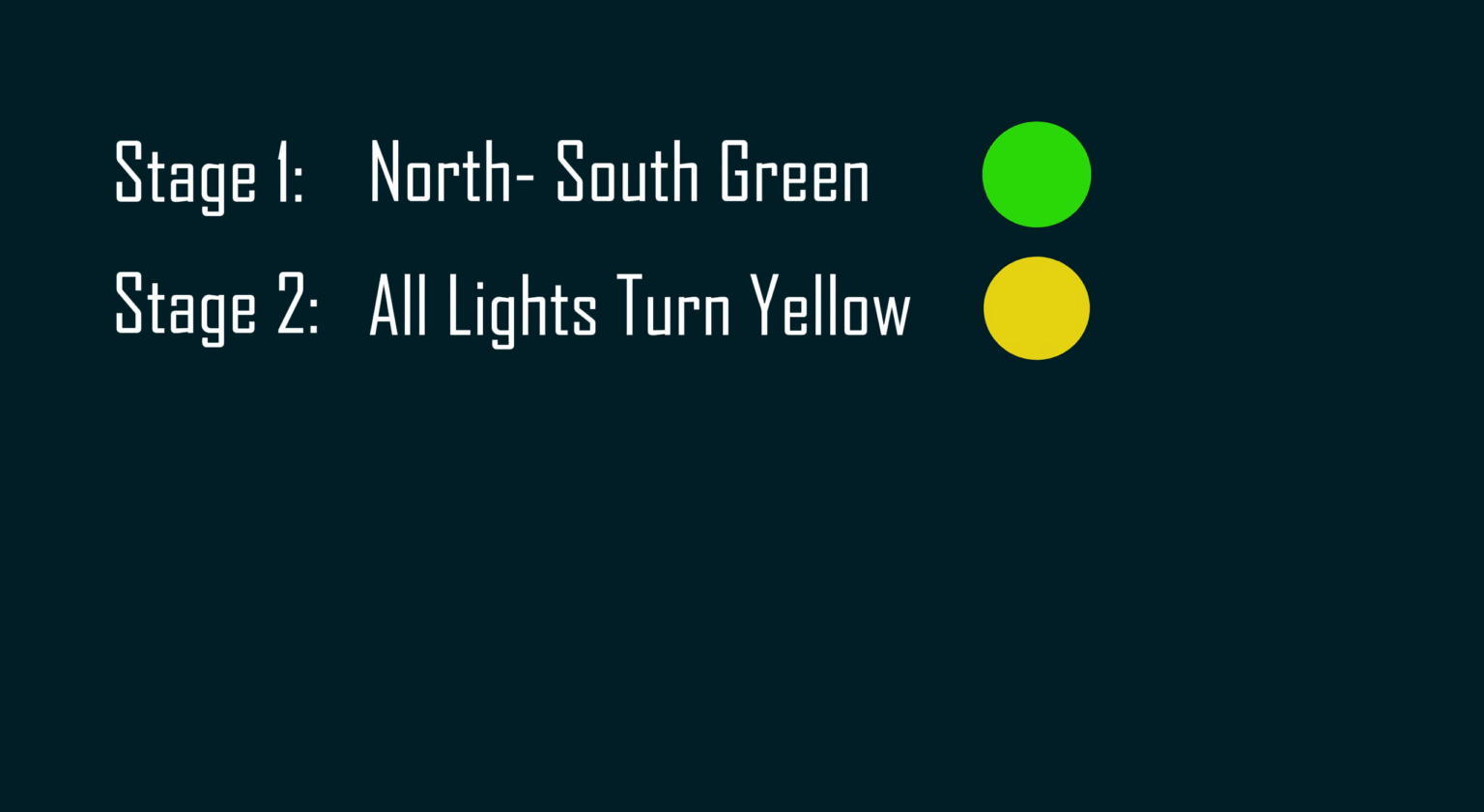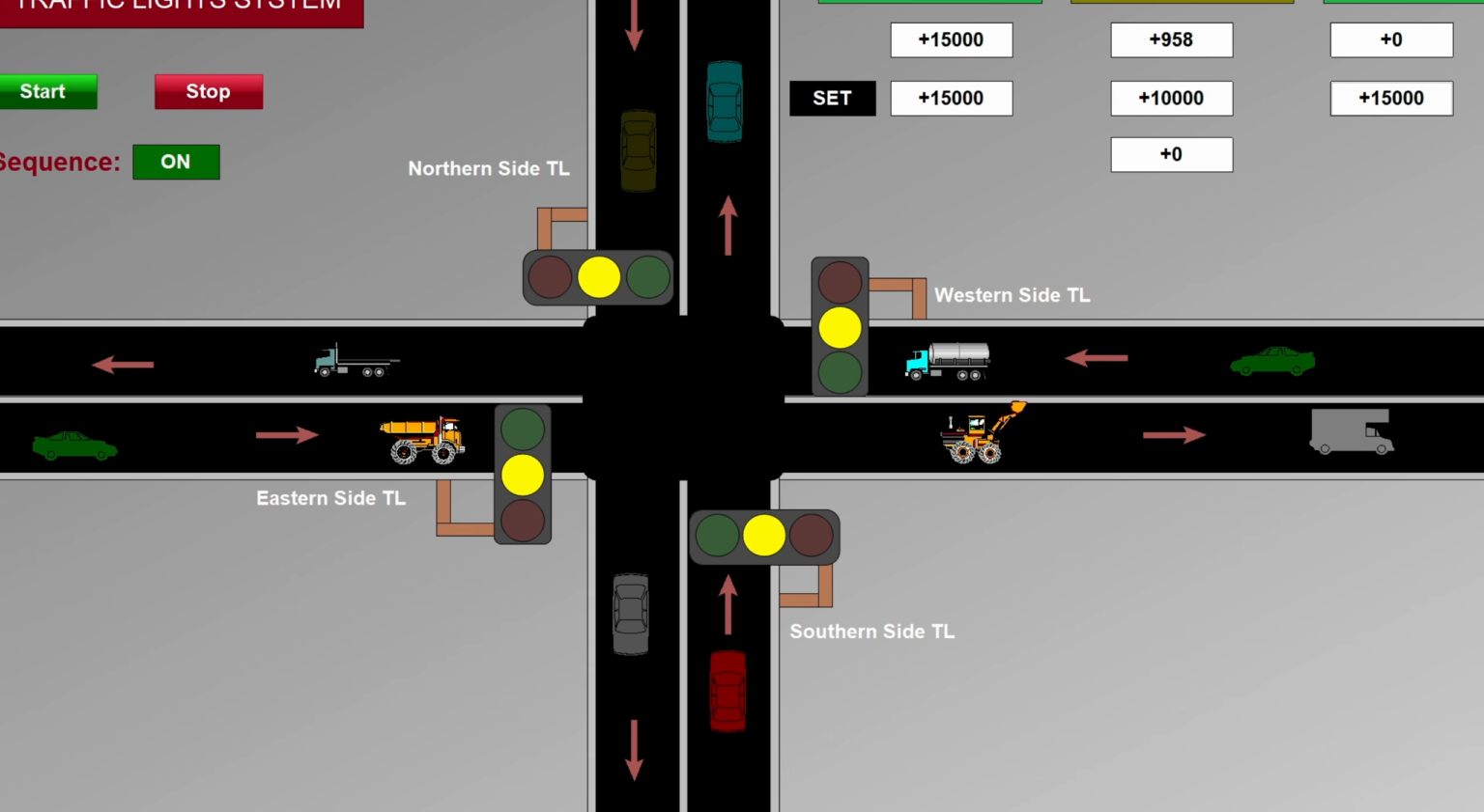Stage 2. After the green light has been on for the programmed amount of time, all 4 traffic lights change to yellow simultaneously. It gives vehicles already in the intersection enough time to clear safely, while warning everyone that the traffic lights are about to change.